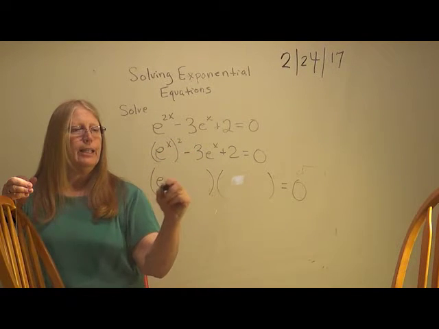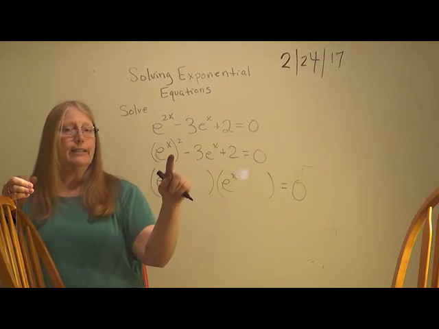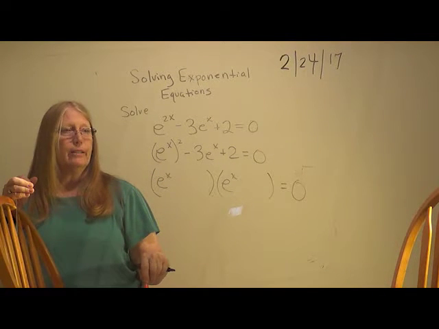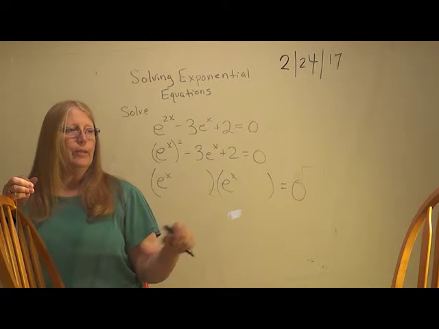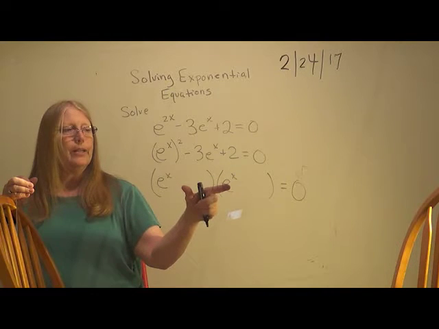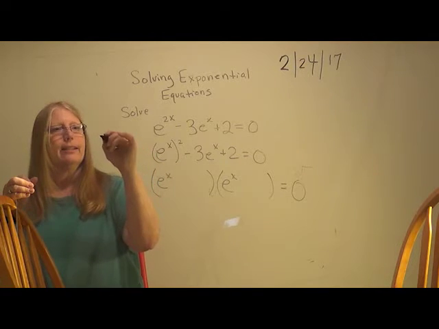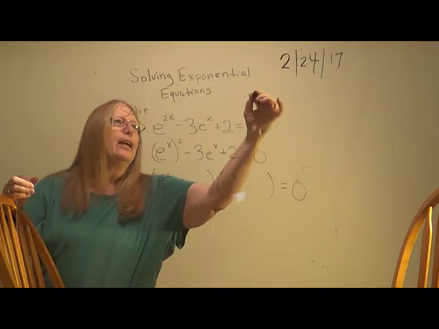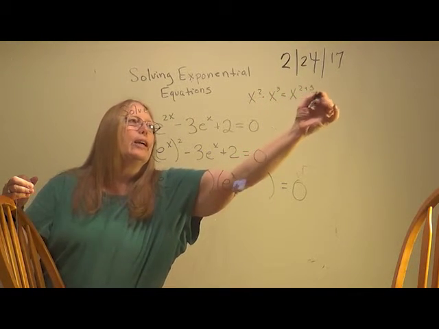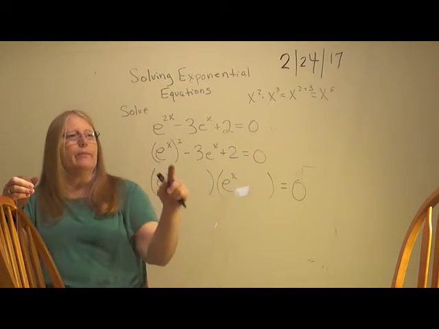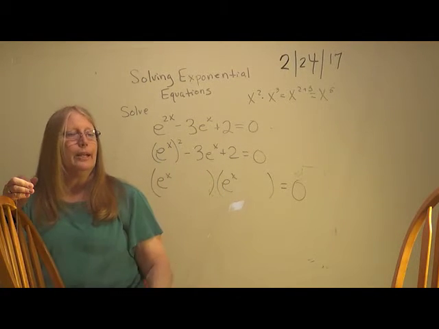So do you see, if I put e to the x here and e to the x here, e to the x times e to the x is e to the x plus x. You add exponents in algebra when you're multiplying terms that have exponents, like x squared times x to the third is x to the 2 plus 3, or x to the 5th. So it's no different when these exponents come out to play. So x plus x gives me 2x.